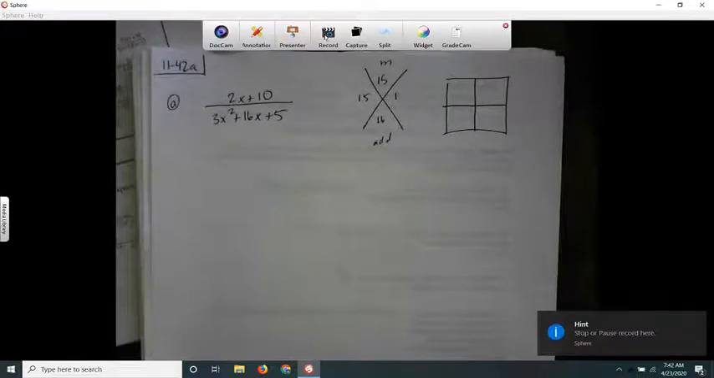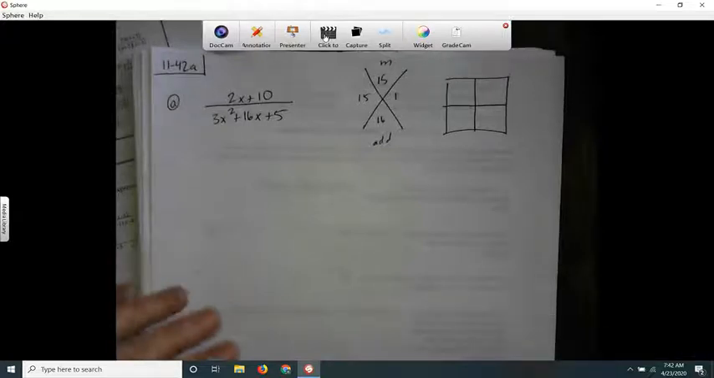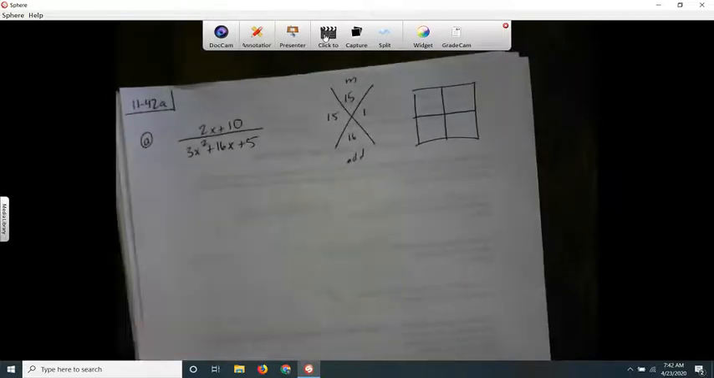11-42A, and it says to add these two fractions here. I noticed that they already have a common denominator. So when you have two fractions with a common denominator, you just add the numerators. So it's just going to be 2x plus 10 over 3x squared plus 16x plus 5. So I wrote that down.